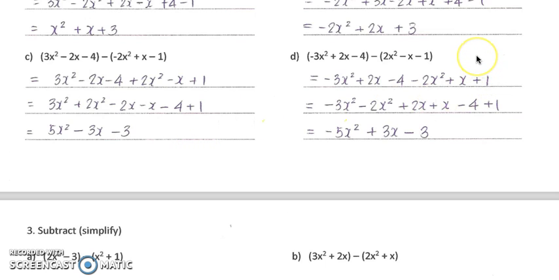Question D is very similar now. Is it okay to have a negative coefficient with your first term? Absolutely. And then subtract the trinomial here. So remember, we're subtracting 2x squared. We're subtracting negative x becomes positive. Subtracting negative 1 is positive as well. Collect like terms, group them together, and then simplify.